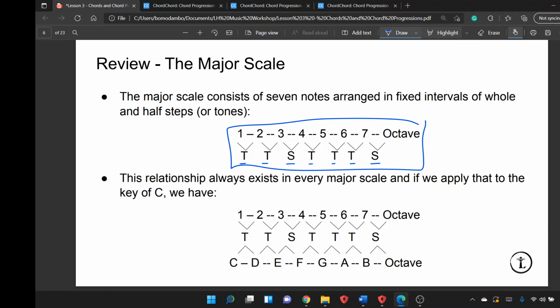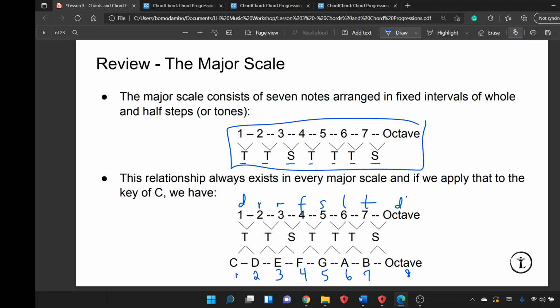All right, so if we apply that to the key of C, this would be our 1, 2, 3, 4, 5, 6, 7, and then the octave is just the higher up pitch of 1. Okay, so otherwise you can still call it like your do, re, mi, fa, sol, la, ti, do. Okay, so that's just what the major scale sounds like in music.